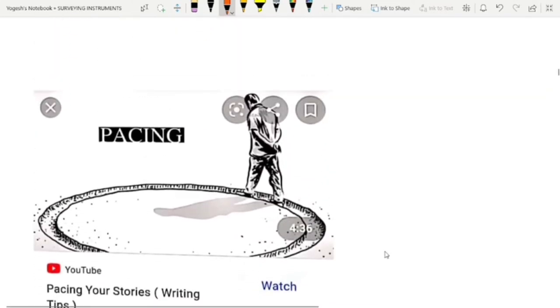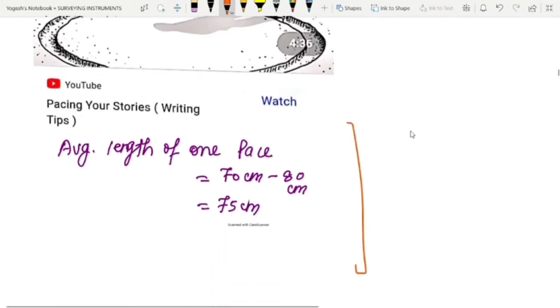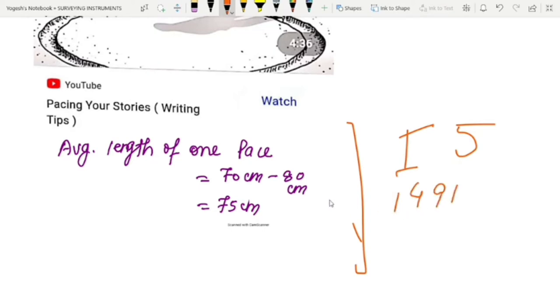This is the average or pacing system, likewise measurement of a cricket pitch length. Cricket pitch length is measured using this system nowadays also. Cricket pitch length in various IPLs and various test matches is done with the help of this system only nowadays also. Pacing system: as per IS code number 1491, the average length of one pace is basically 70 to 80 centimeters, or you can say the average length is 75 centimeters.